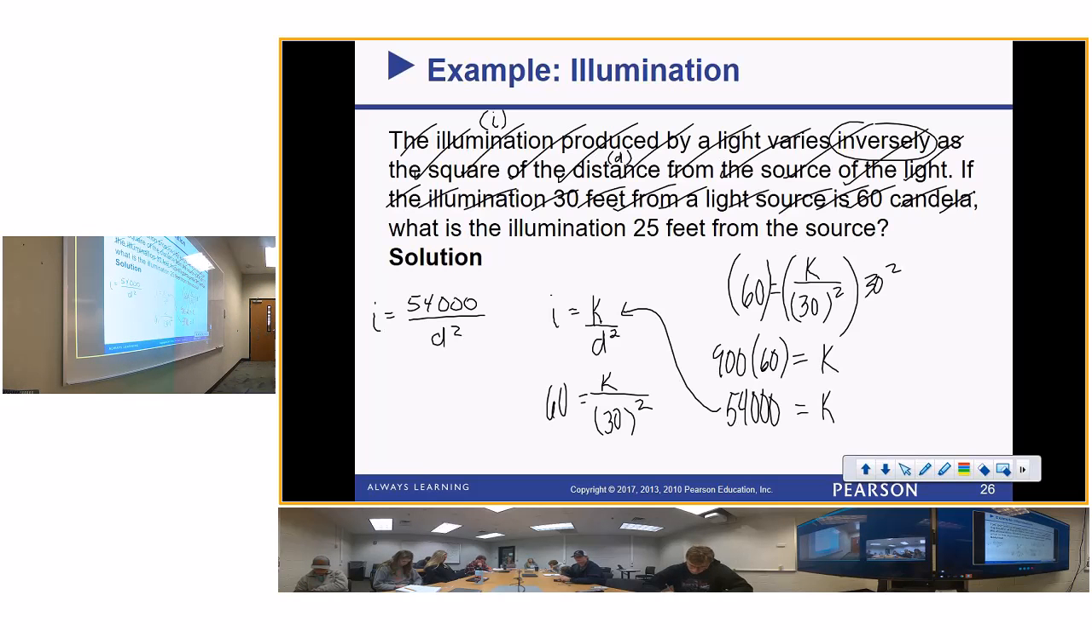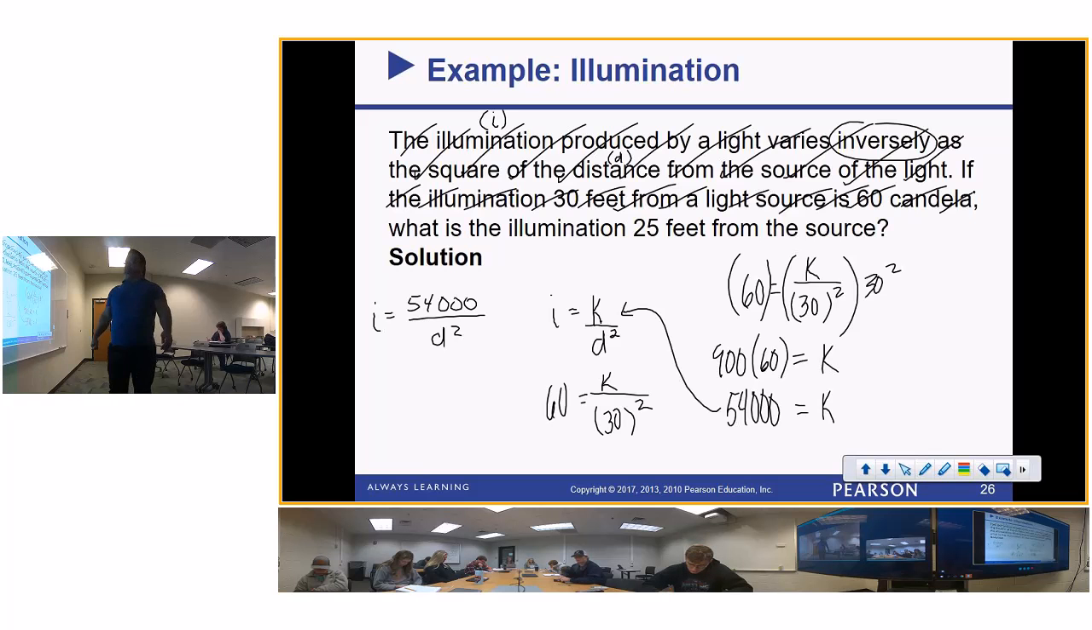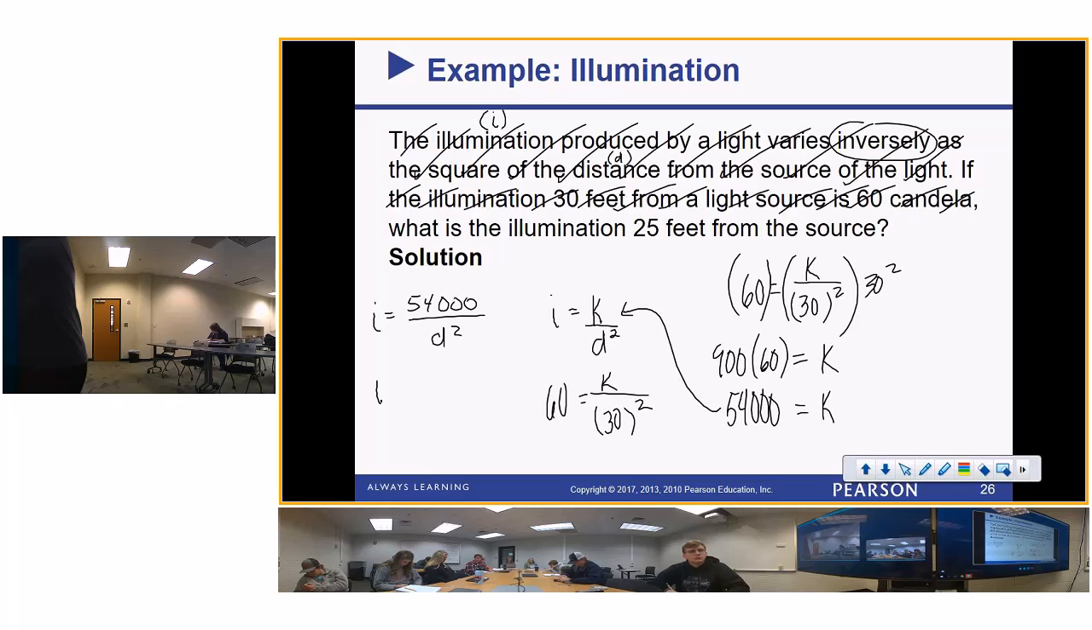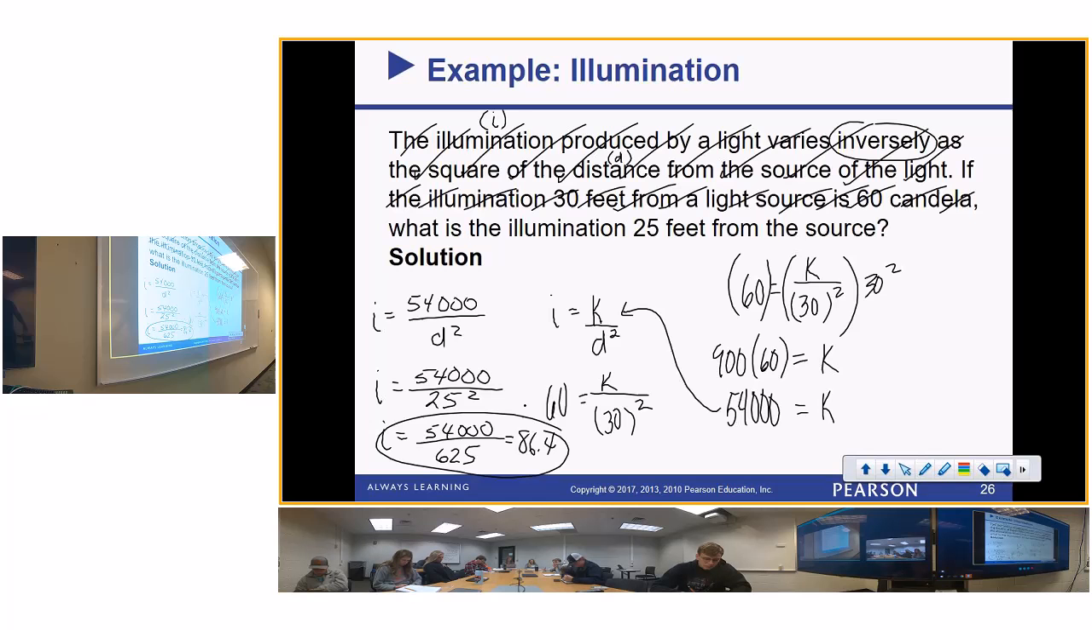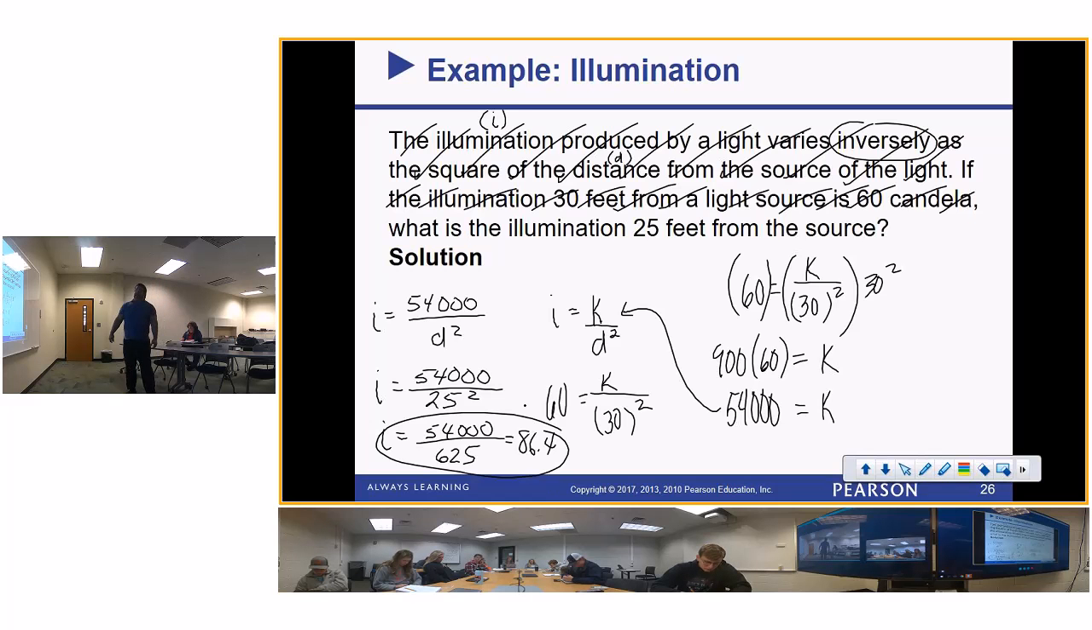Now what? Now plug in 25 feet. I is equal to 54,000 divided by 25 squared, which is I is equal to 54,000 divided by 625. And somebody give me that. 86.4. So you get almost 90 candelas.